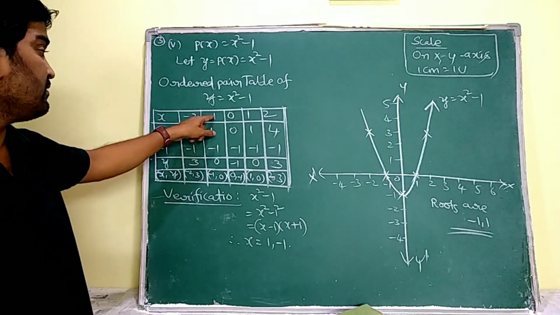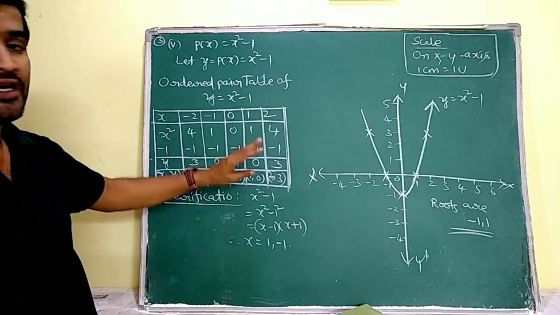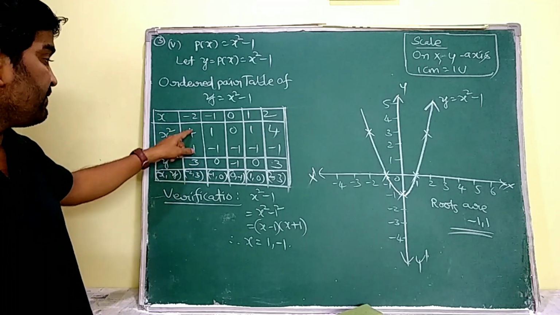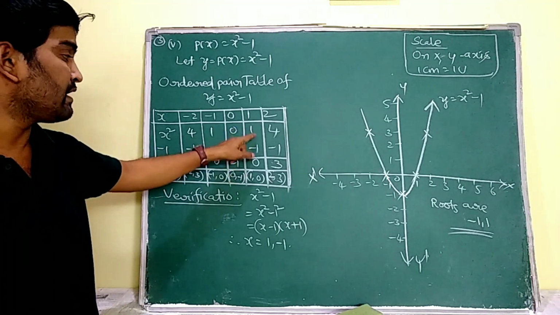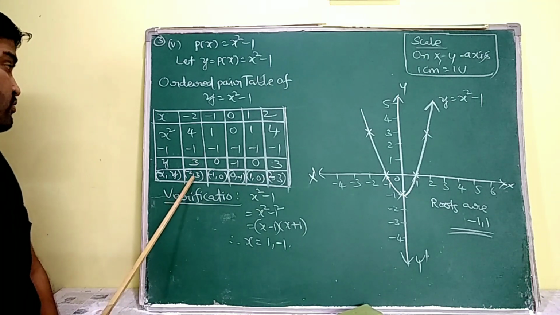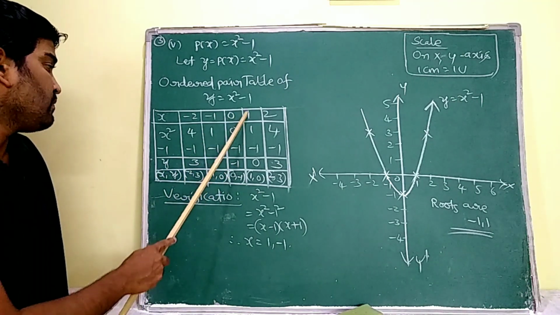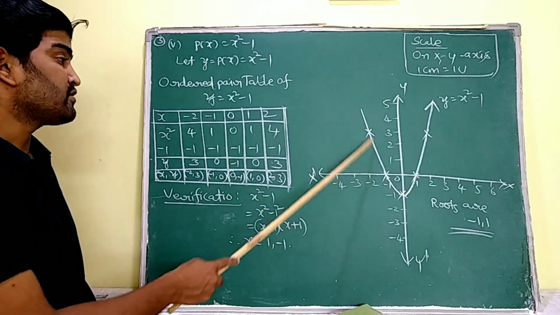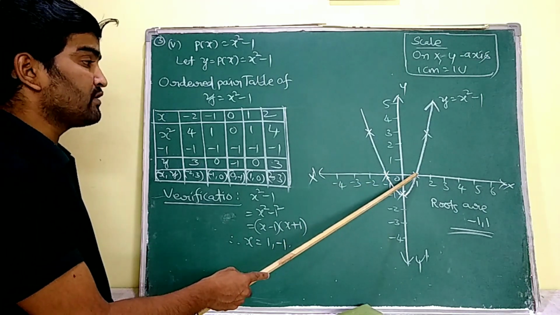So x square means 4, 1, 0, 1, 4, ma. Minus 1 is always minus 1 only. By adding these two together gives y, no? 4 minus 1, 3; 1 minus 1, 0; 0 minus 1, minus 1; 1 minus 1, 0; 4 minus 1, 3. Now I am going to plot these points, ma. Minus 2, 3; minus 1, 0; 0, minus 1; 1, 0; 2, 3 in the graph sheet. So see, minus 2, 3; minus 1, 0; 0, minus 1; 1, 0, okay, na?